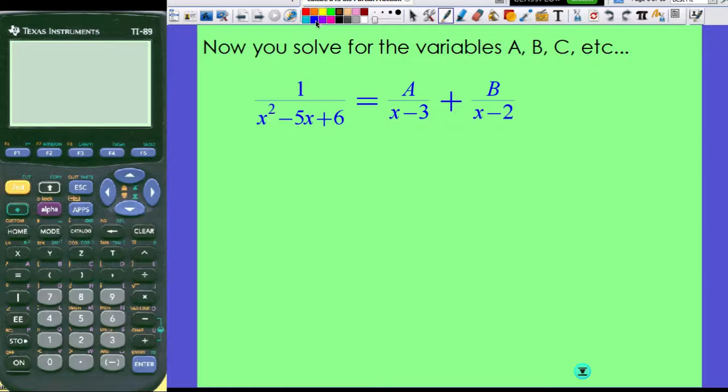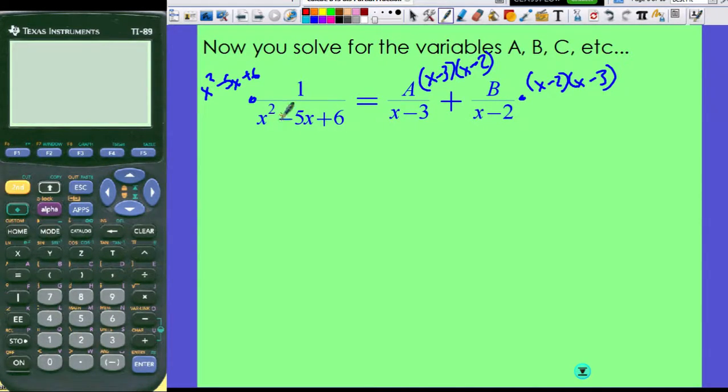So how do you start this? Well, the first thing, I don't like fractions. So I'm going to multiply everything by the common denominator. The common denominator is x squared minus 5x plus 6. Another way to write that is the factored form, x minus 2 times x minus 3, or x minus 3 times x minus 2.